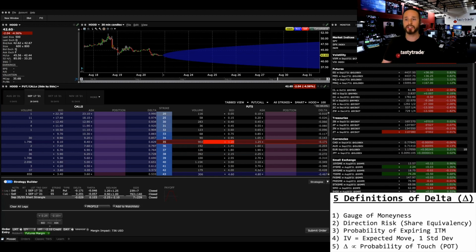So probability of touch is just something that's good to know, so you know what your chances of being touched are based on the delta that you're at. And of course, delta can change over the life cycle of the trade.